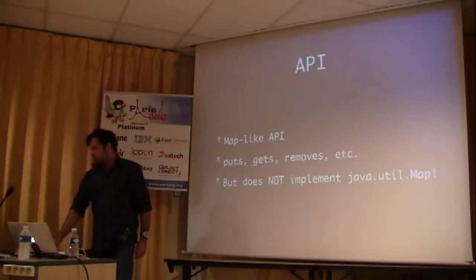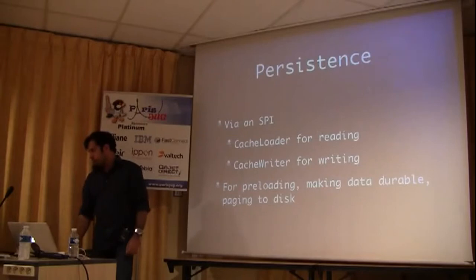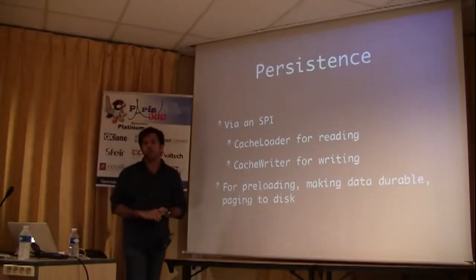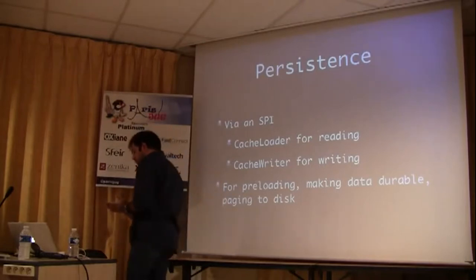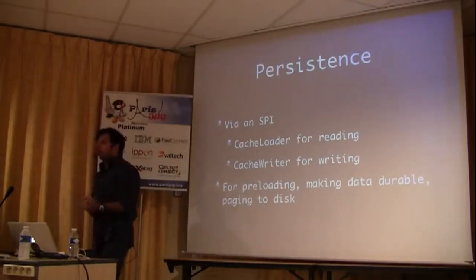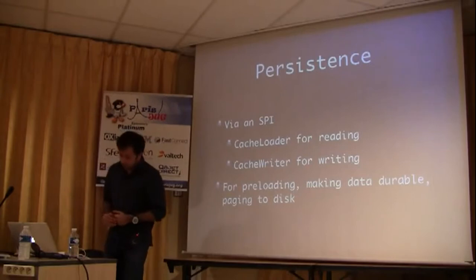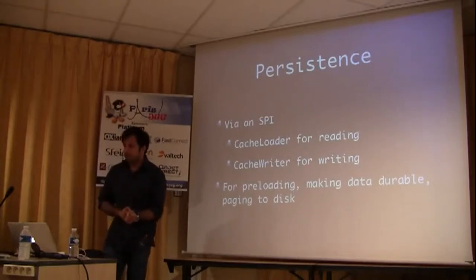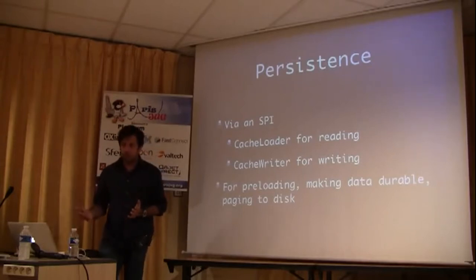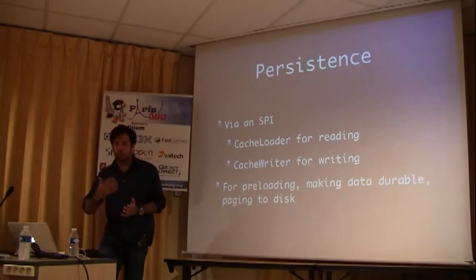Okay, the next thing I wanted to talk about is persistence. Now, this is a fairly useful feature for JSR 107. This is the ability to write through to disk or any sort of persistent storage, not necessarily disk. So writing through and to be able to read from it as well. Right? This gives you the ability to do preloads and warm starts. So if you want to restart your system, you can preload your cache, preload everything into memory.